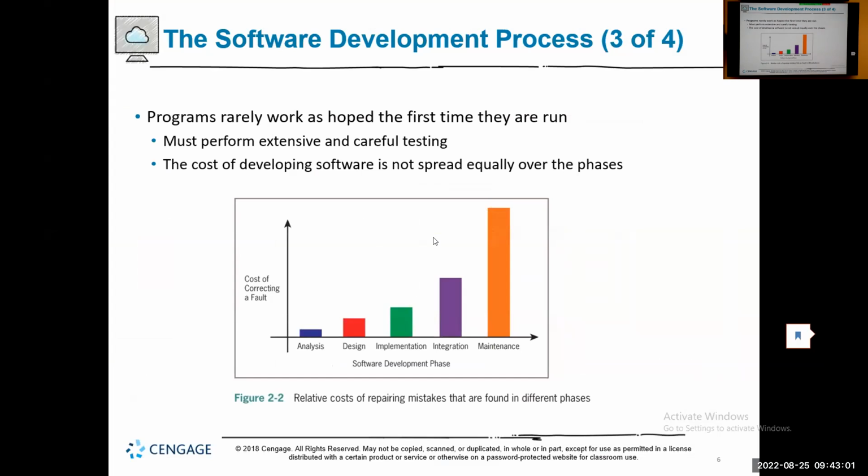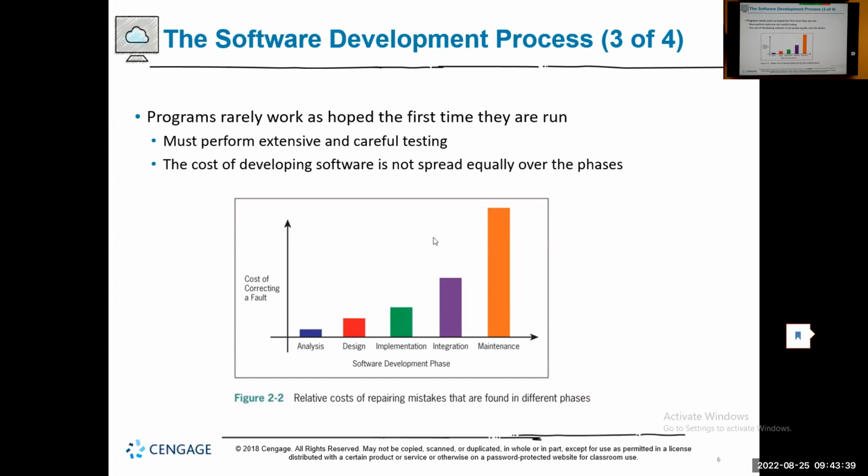Okay, so we talked about the software development life cycle, right? A program rarely works as a whole the first time. Normally that is a very simple program, right? But you know that in real life it's very complex and complicated. So it rarely works as a whole the first time you run. So you must perform extensive and careful testing. That's why the testing scenarios you have to figure out during the design. During the design step, you have to check: what is the first test, what is the second test, and so on.